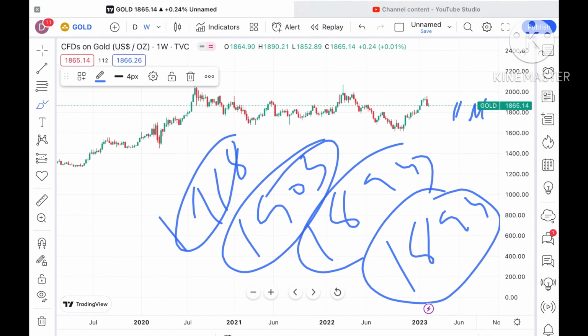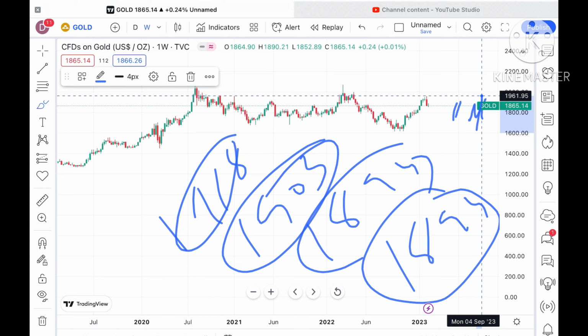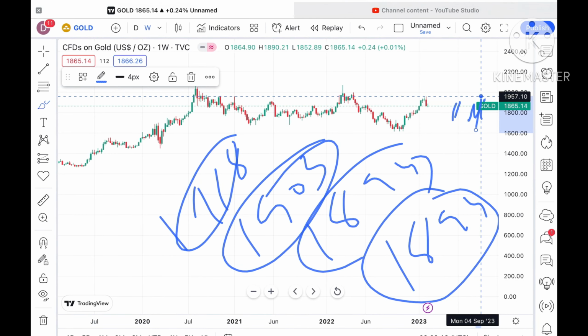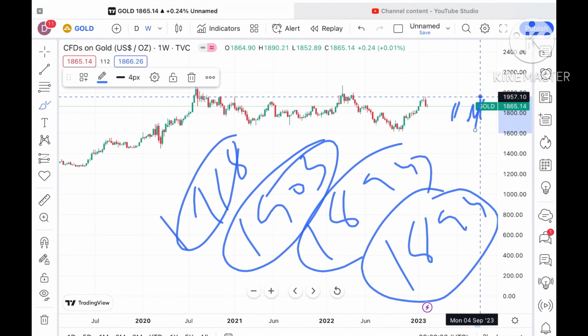Once the price sustains 1918, then we can see it can go further higher towards a level of around 1957. Keep this in mind, this 1957 is again a weak resistance, so chances are very high we can see it can go further upside.